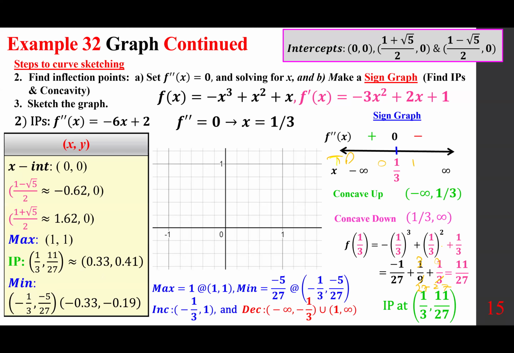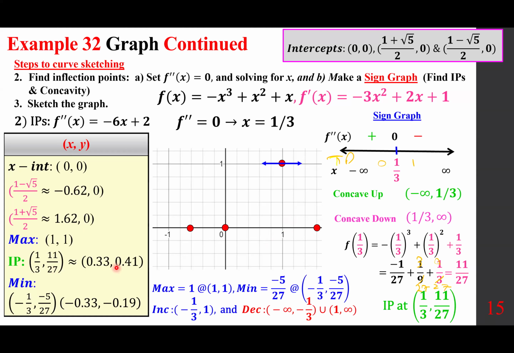Practically, we are done. I'm going to write everything we have in a summary table always. That is helpful. We're going to start with the x-intercept at 0, 0. Then again, 1 minus square root of 5 over 2. We're going to go with negative 0.62 somewhere here. 1 plus square root of 5 over 2. We're going to go with the approximation about 1.6. This is 1.6 about here. Maximum at 1, 1 is here. And because it's a maximum, we draw an arrow, meaning it can't cross that.